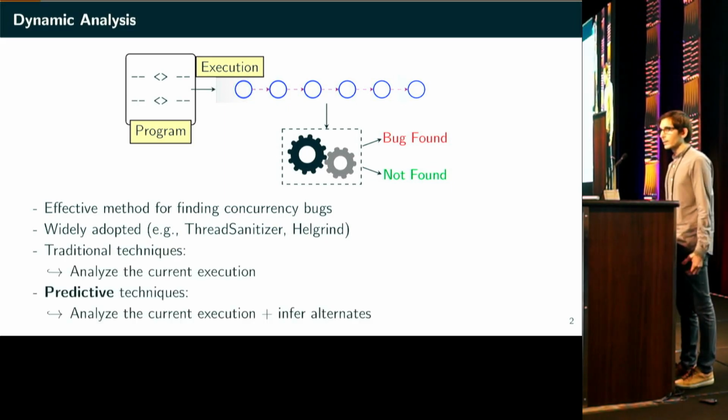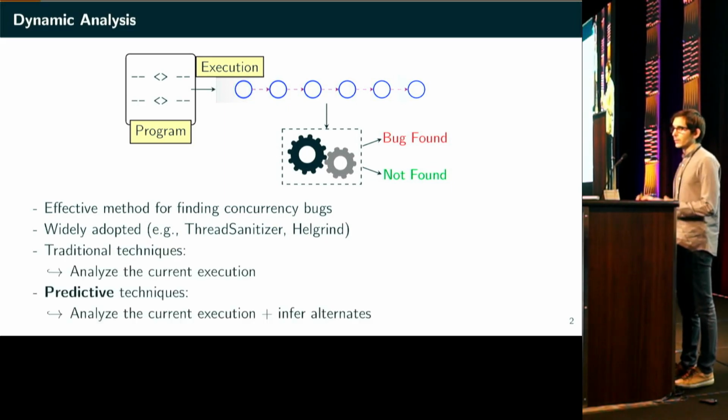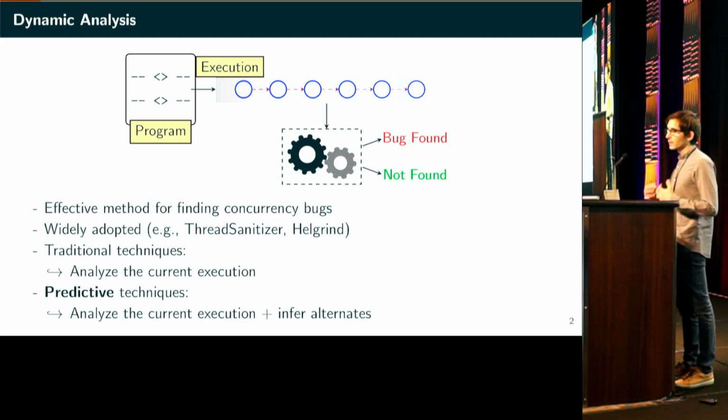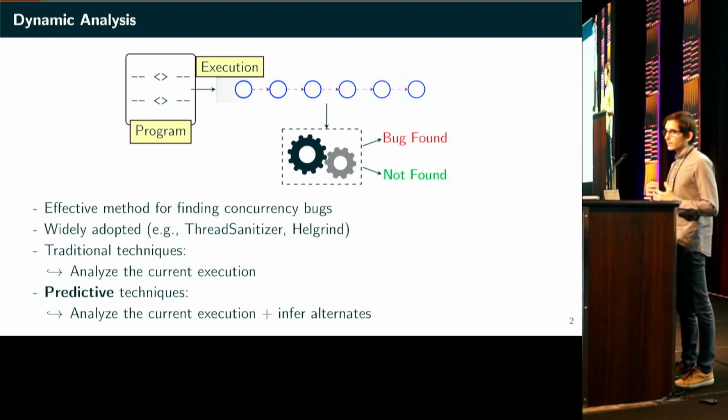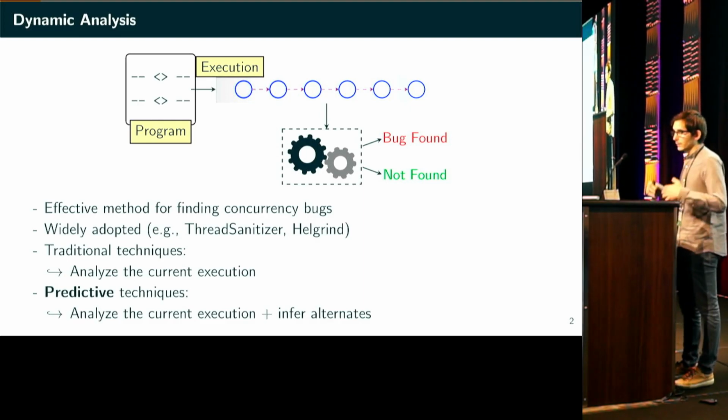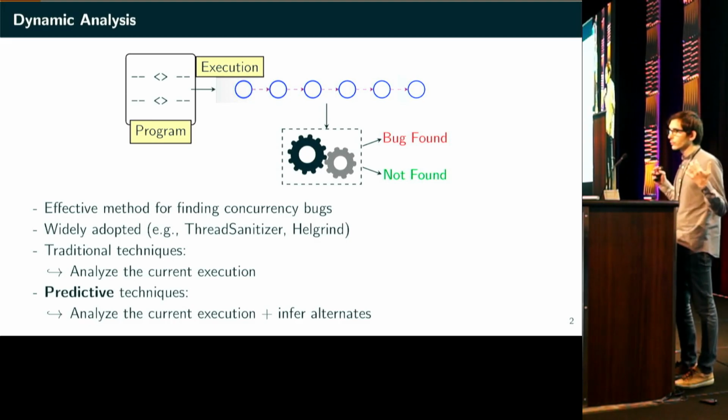We can classify dynamic analysis techniques into two groups. Traditional techniques aim to find bugs by checking if the current execution exhibits the bug. And there are also what's called dynamic predictive techniques. These techniques are able to find bugs not only if the current execution exhibits them, but also in some alternative interleavings which can be inferred from the current execution.